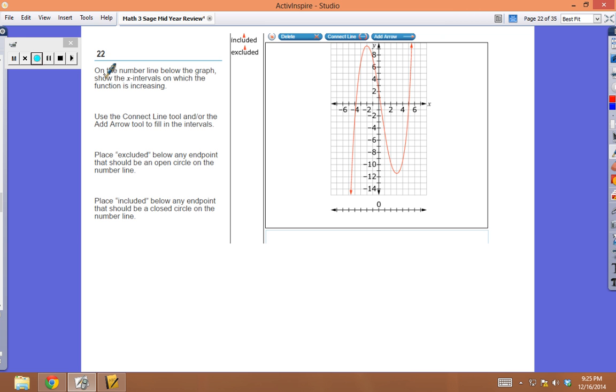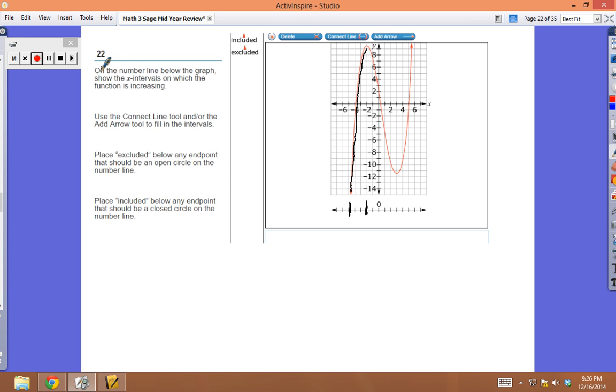Okay, 22. On the number line, show the x intervals where the function is increasing. So it's where it's growing, and that is anywhere from here. It's where it's got a positive slope. So it's got a positive slope from here to here. So on the x, from here to here, it's increasing.